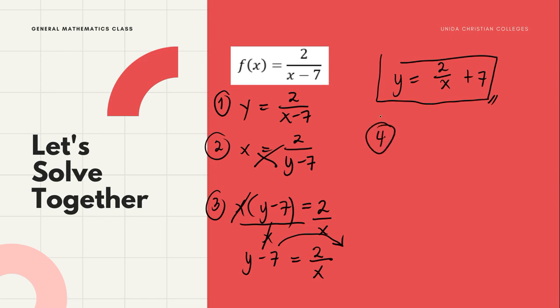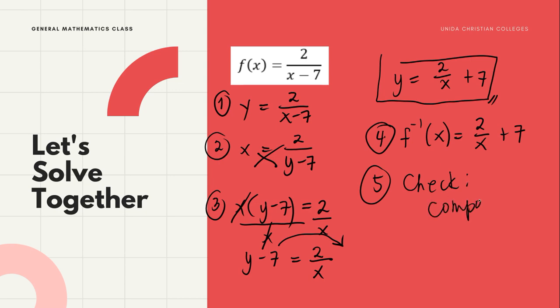Okay, so step number 4. So for step number 4, all you have to do is to change y to f inverse of x. And then copy the equation. You have 2 over x plus 7. And then step number 5 is you will check. Okay, by using the composition of function.